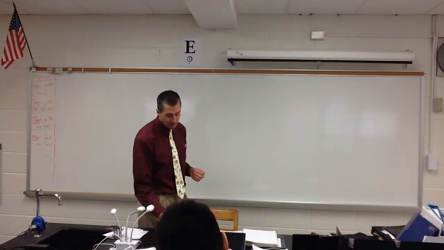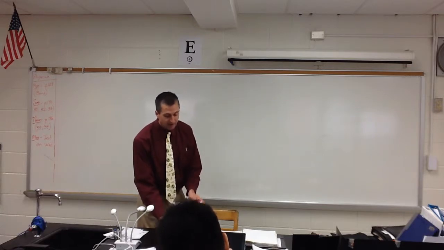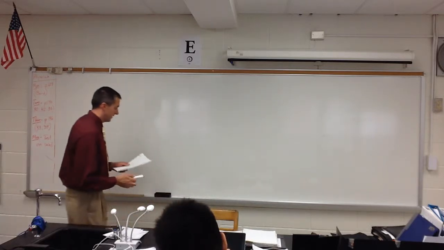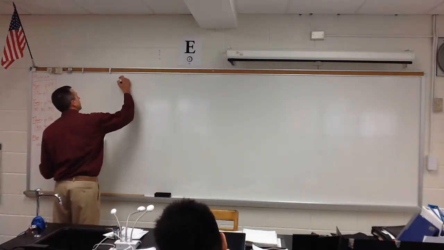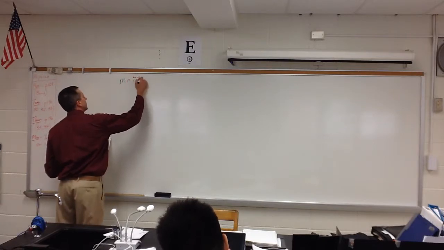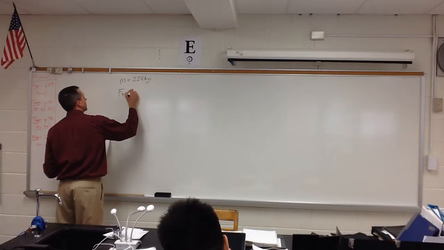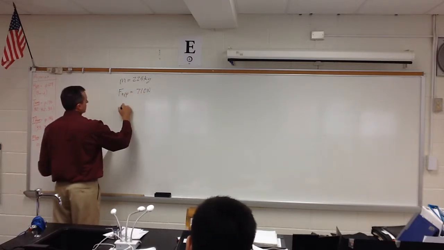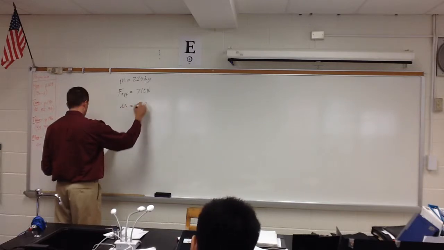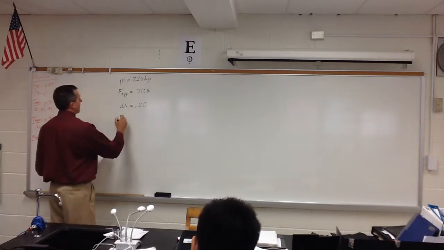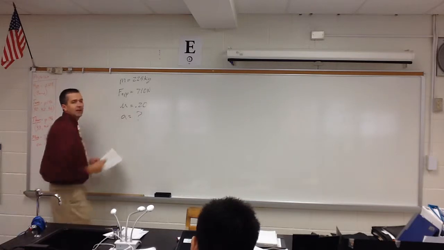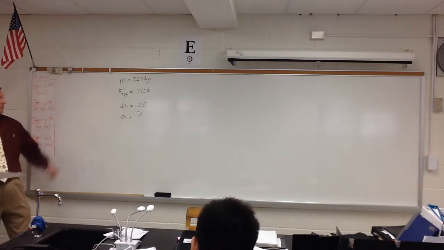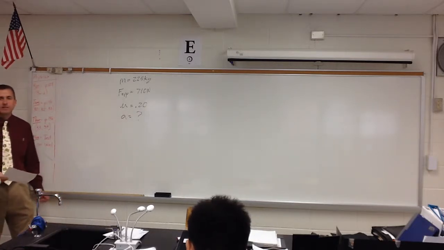So Cheyenne's going to read me a problem, and I'm going to start jotting down some givens. Go ahead. A 225 kilogram crate is pushed horizontally with a force of 710 newtons. If the coefficient of friction is 0.20, calculate the acceleration of the crate. You said the coefficient was 0.20. Did I get all my givens? And calculate the acceleration. That's the last thing you said. So from what you read me, that's what I wrote down.